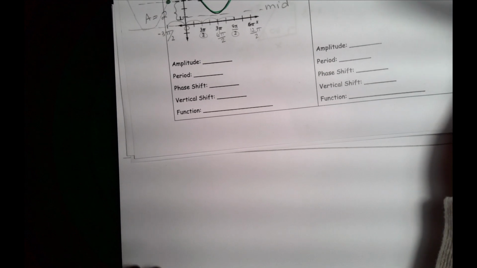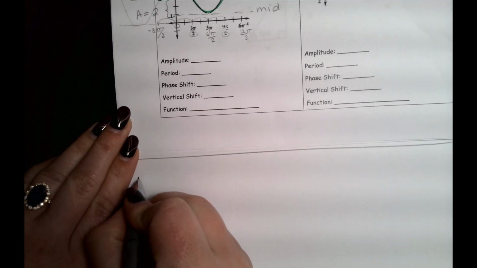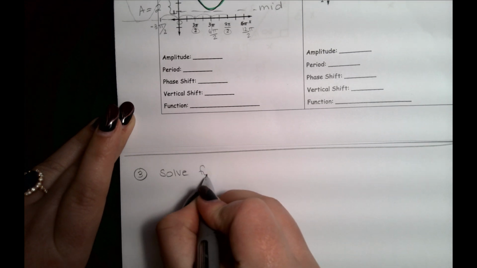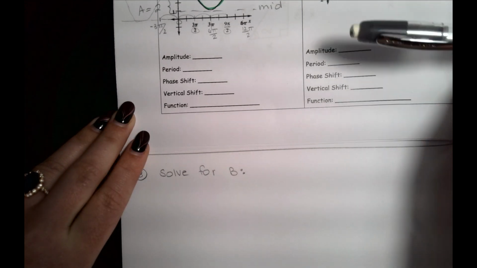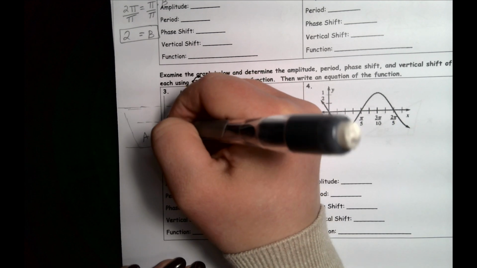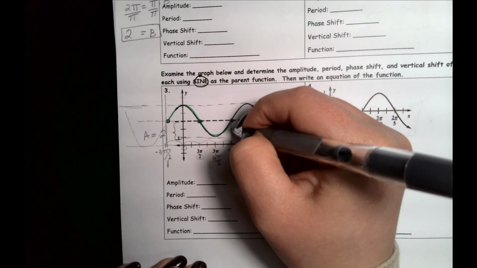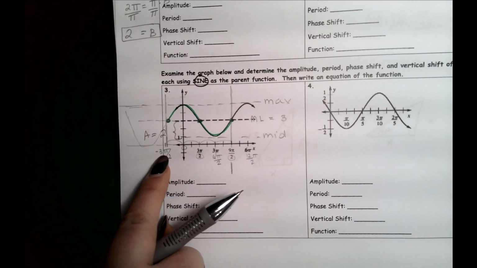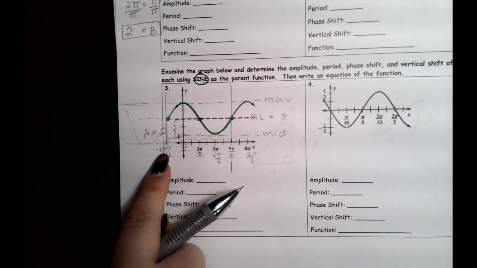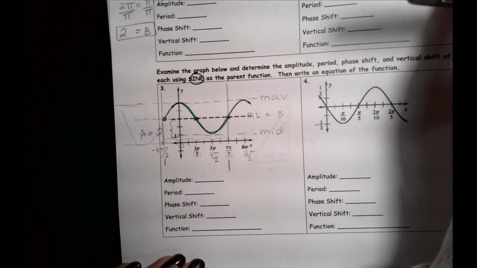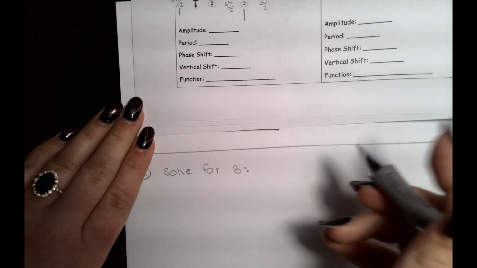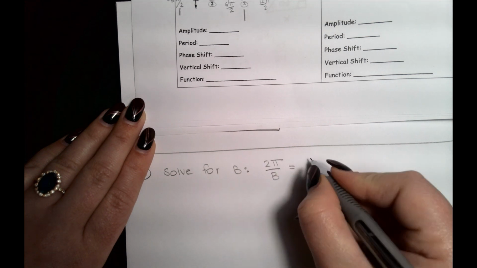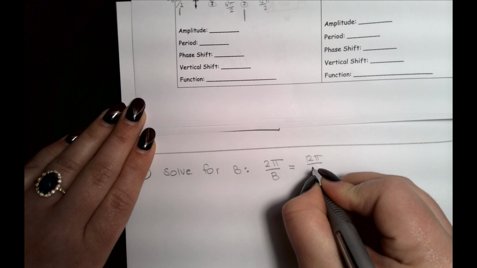Separate this out. The one thing I did not do yet is solve for b. So this is question number 3. Let's solve for b first. We have to calculate the distance between my start and my end. So if I'm at 9 and I add 3, that means I am at 9, 10, 11, 12. I'm at 12 pi halves, which means my period is 12 pi halves. This is my period.